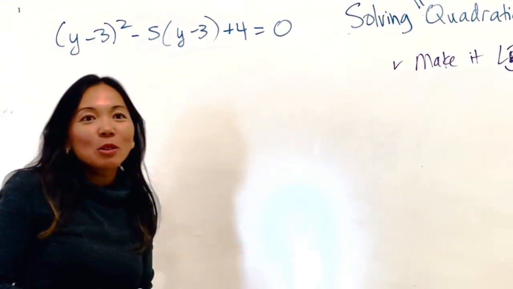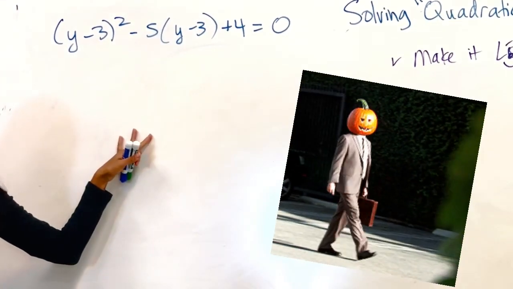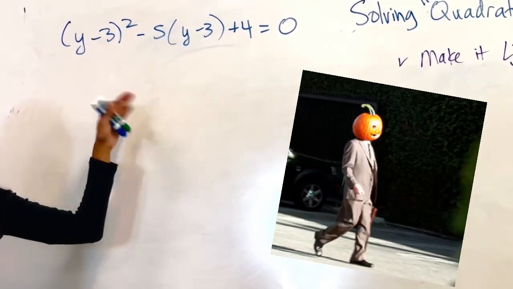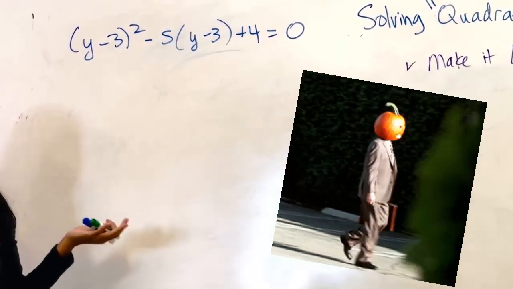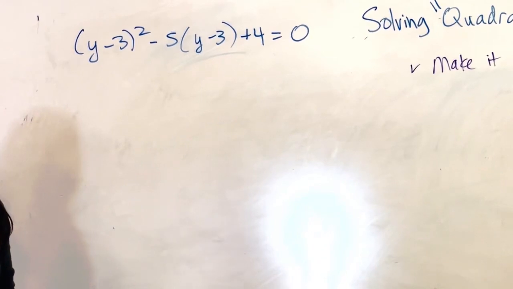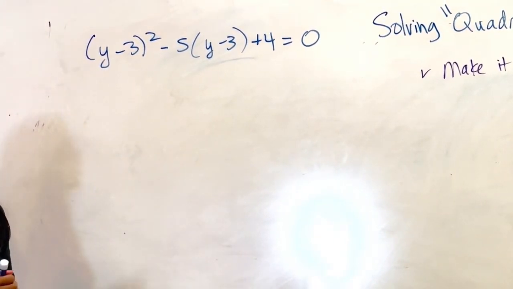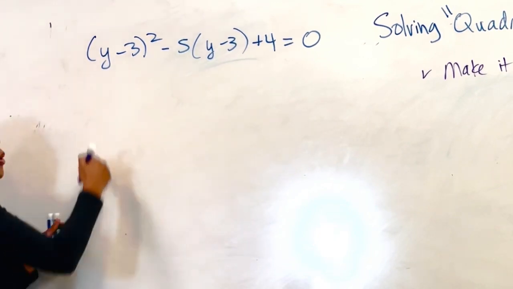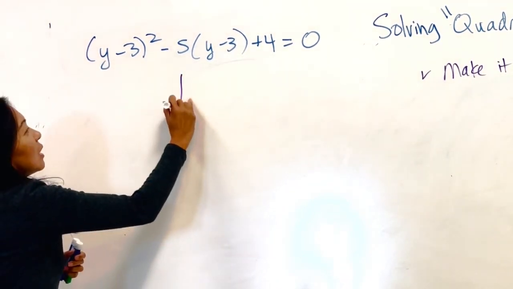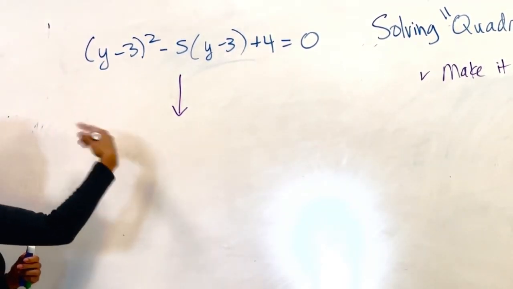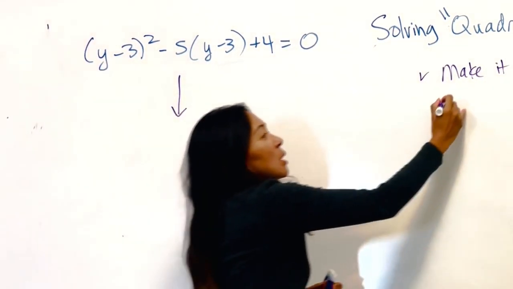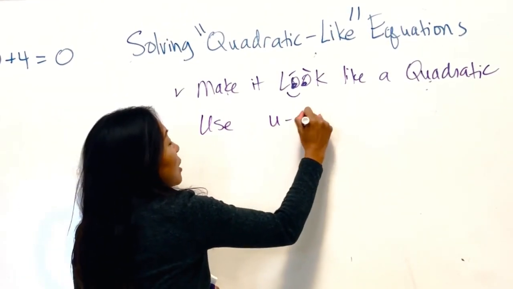So make it look like a quadratic. We're going to put on a costume for this equation to make it look like something we want it to look like. So whatever you want to be for Halloween, Wonder Woman, Superman, whatever, I want this to look like a quadratic. So this is where we use U substitution.